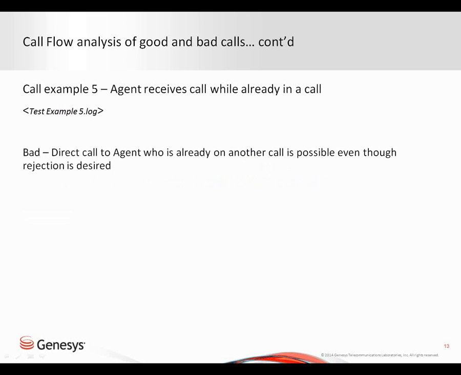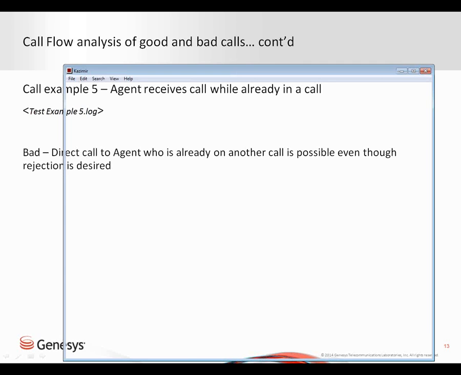So call example 5 deals with not really a failure scenario, but kind of a scenario where a customer is looking to have a call handled a certain way, and it was not handled that way. So a call comes in to an agent where the agent's already on a call, where the customer would like to have the call rejected in that case. So let's take a quick look at it through Casimir.